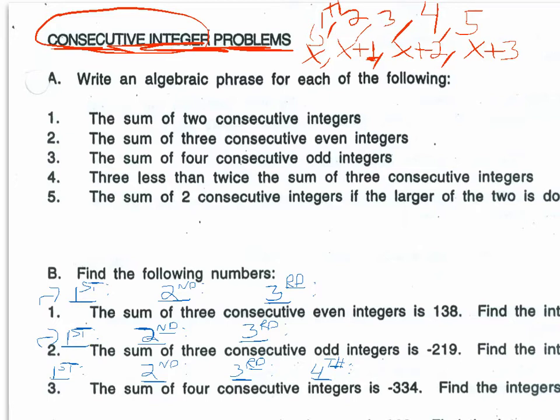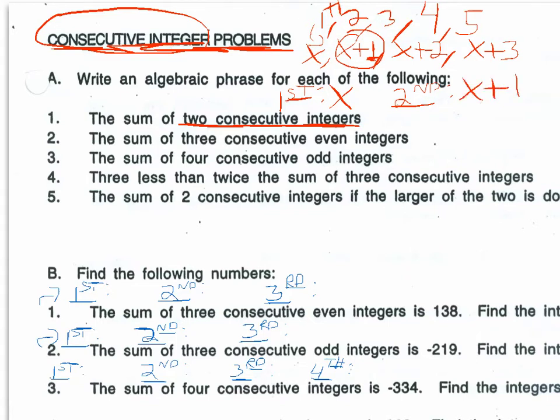Alright? Now if I look at this first one, we can squeeze this in. It says, write an algebraic phrase for each of the following. It says the sum of two consecutive integers. Well, consecutive integers, the first one, I don't know what these are. Since I don't know if x is 1, 2, 3, 4, or 5, the first integer is always x. Always, always, always. The second integer, since it says they're consecutive, they're one after another. So we're going to get x plus 1.